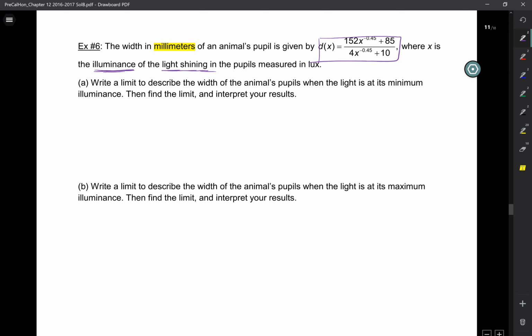So now it says write a limit to describe the width of the animal's pupils when the light is at its minimum. Okay? So in this equation, which variable is the light? It's x, right? So when you want x to be a minimum, what's the smallest? So as x approaches 0, right? So what you want is the limit as x approaches 0 of this.